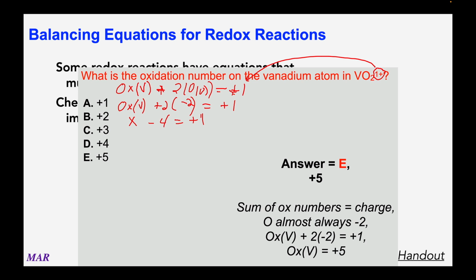So the sum of all the oxidation numbers in a compound or ion equals the charge, if there is one. In this case, that means vanadium plus 2 times the oxygen equals plus 1. Oxygen's almost always minus 2. Solving for the vanadium, positive 5.